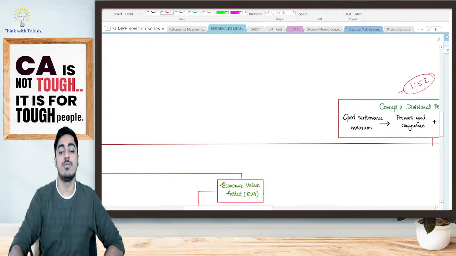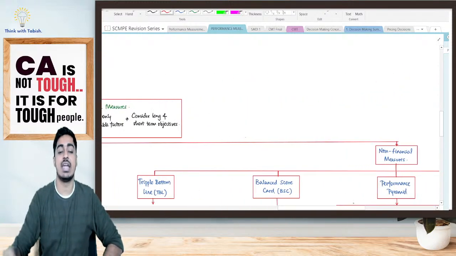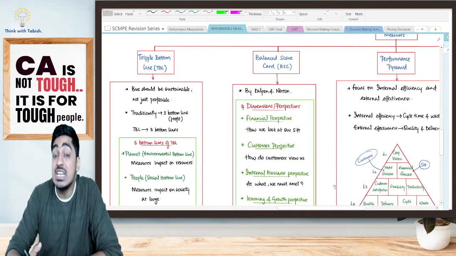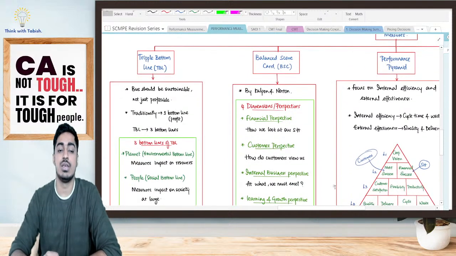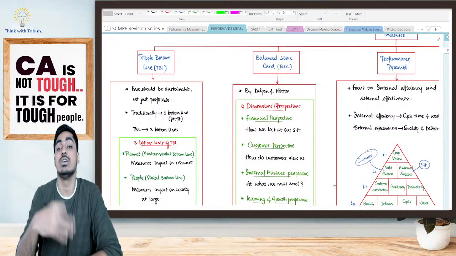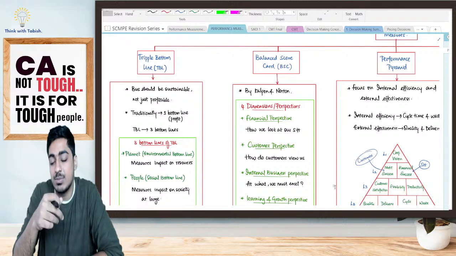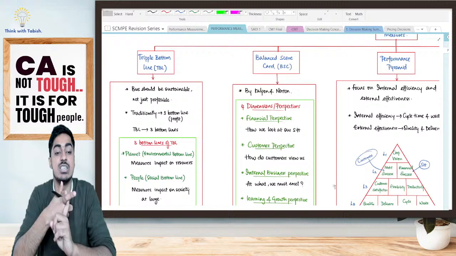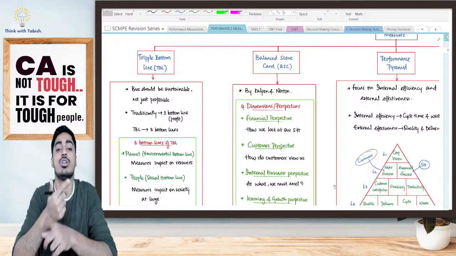Then we have come to non-financial performance measures. In that, firstly, we have the triple bottom line. It is telling that business should be sustainable, not just profitable. So traditionally, we were measuring based on only one bottom line, but TBL is proposing 3 different bottom lines. What are the 3 different bottom lines? Planet, which is my environmental bottom line. People, which is my social bottom line. Profit, which is my economic bottom line.